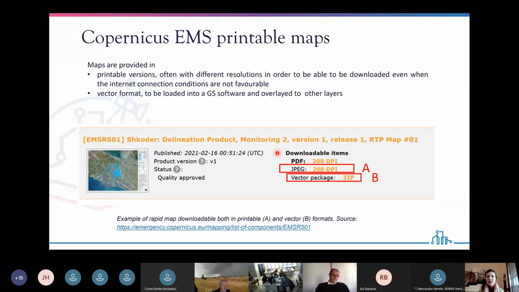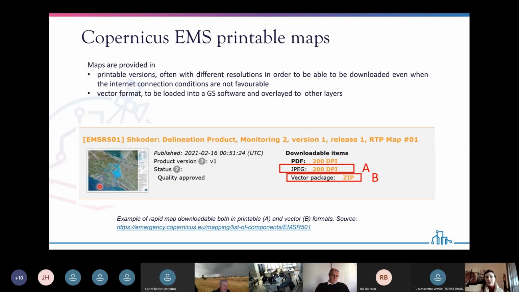Once they are produced, as I said, they are shared over the internet and they are shared in different formats. They are shared in raster format and in vector format. In raster format, you see here a screenshot, but we are going to see it better in the next slides. This is called a printable map in the sense that it's a map which is not only in raster format, but it is a raster format which is designed to be printed.